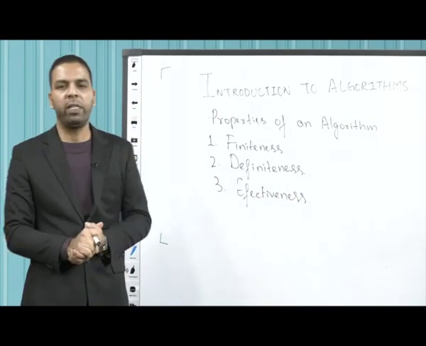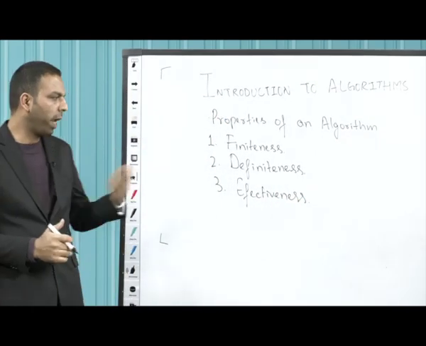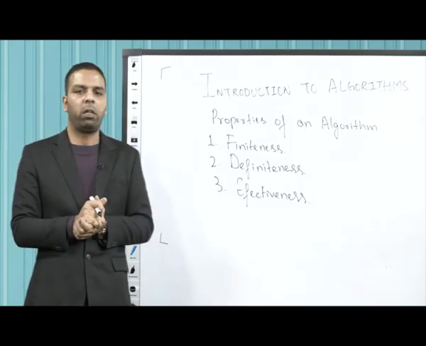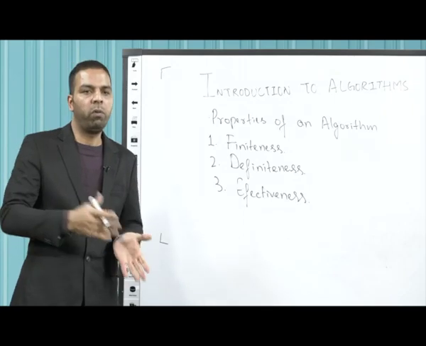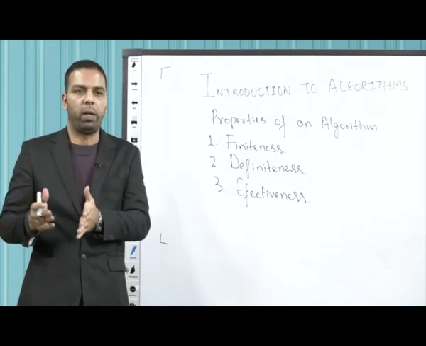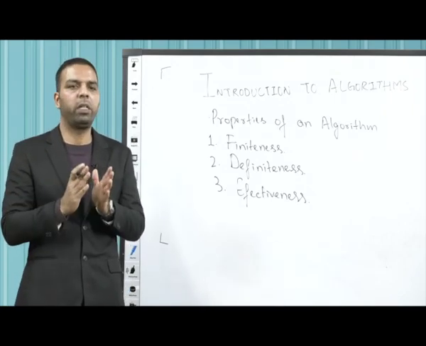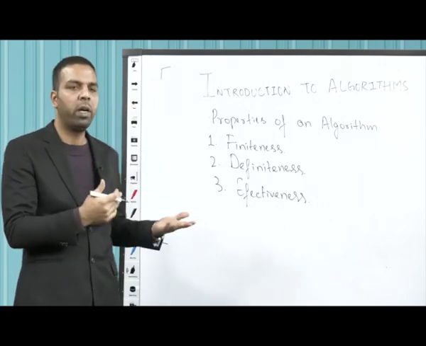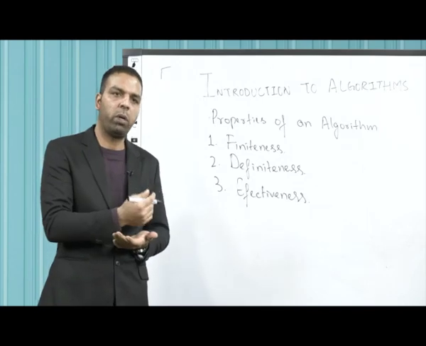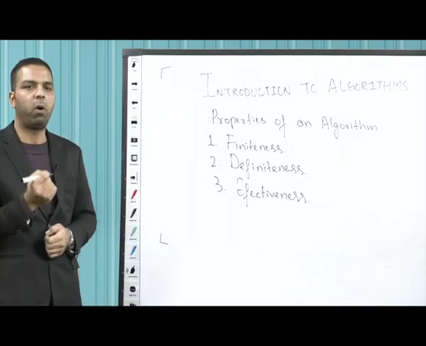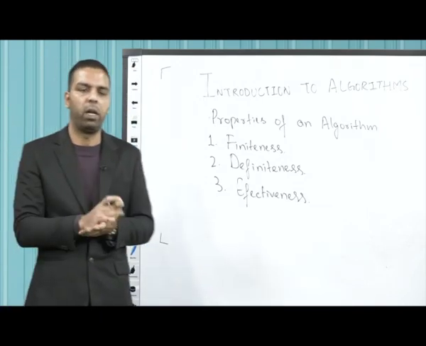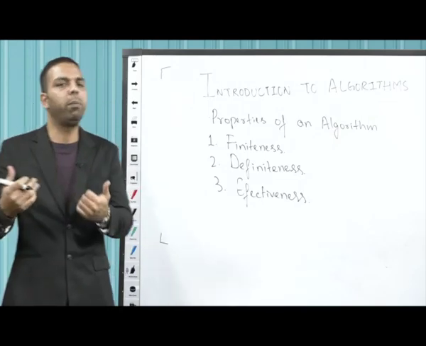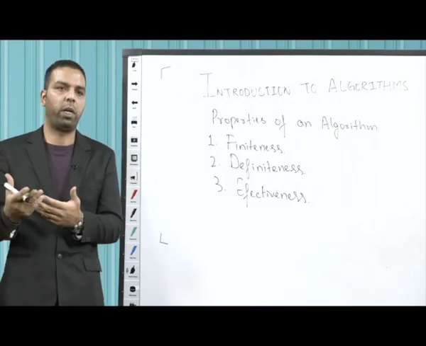So effectiveness means that whatever step you write for your algorithm, you should be able to convert it into something which is doable. A simple person should be able to compute that step with the help of just a paper and pencil. So he should be able to execute that step. When a person is able to execute that step, a computer will also be able to execute it.